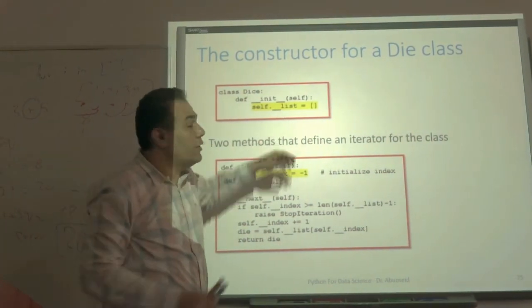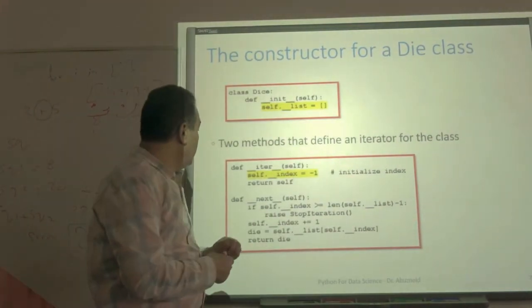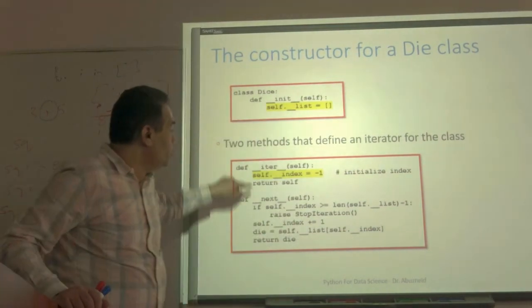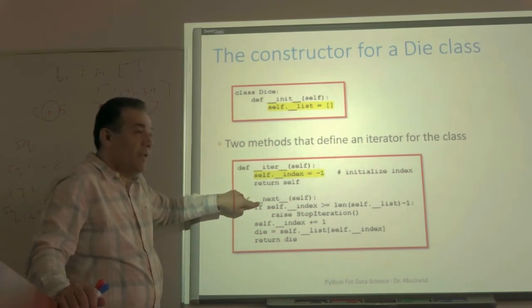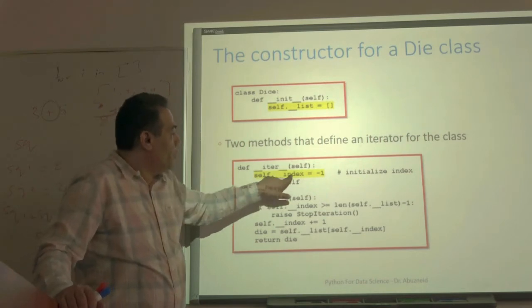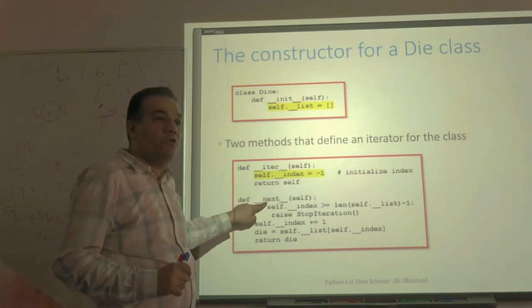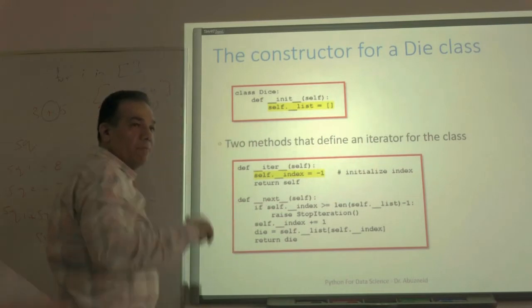Now, to be able to iterate through it, I have to create 2 methods. I have to override 2 methods. The first one is __iter__, for iterator, and the next one is __next__. For the iter, it's very simple: self.index = -1. I'm making the pointer at the very beginning, before the first. When we hit next, it's going to go to the first one. Then the second loop will go to the next item, then the third item.